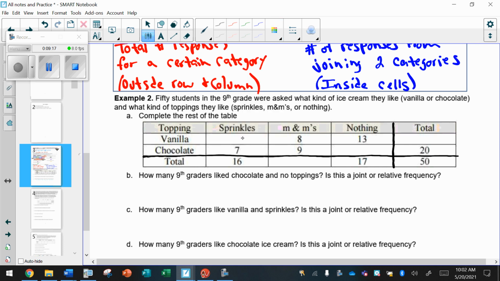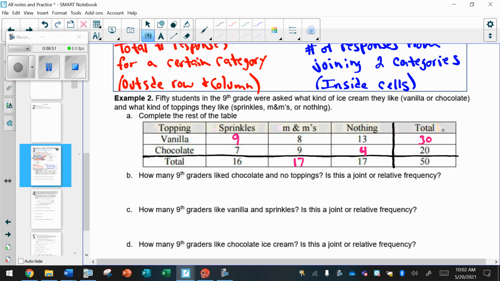So to get the number of vanilla sprinkles, we would do 16 subtract 7, meaning there's 9 left. That way 9 plus 7 would add up to 16. For the M&Ms column, you add up 9 and 8. So 8 plus 9 is 17. And then for the nothing column, 13 plus what number equals 17? So you do 17 minus 13 to get 4 here. And then the total for vanilla and chocolate has to add up to 50. So 50 minus 20 leaves 30 there.